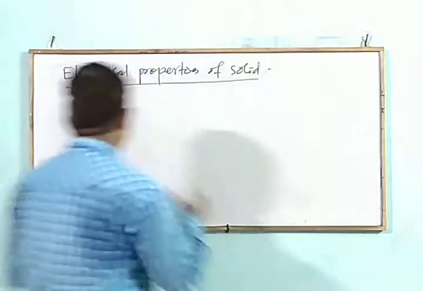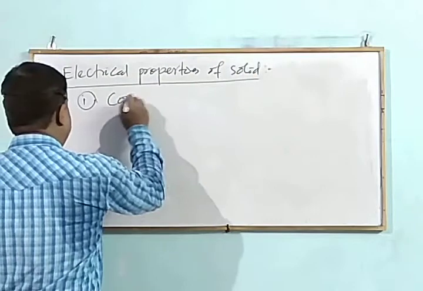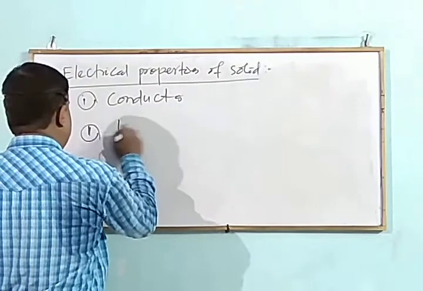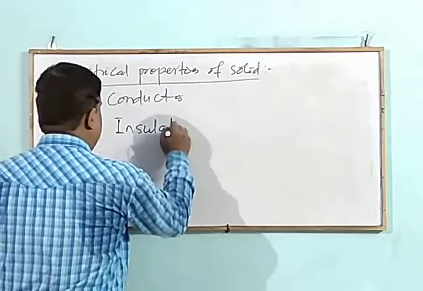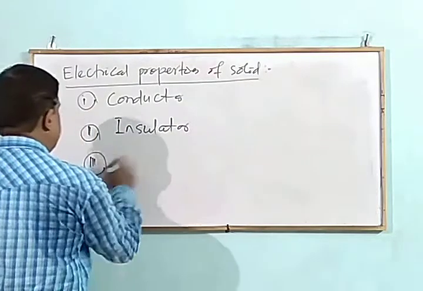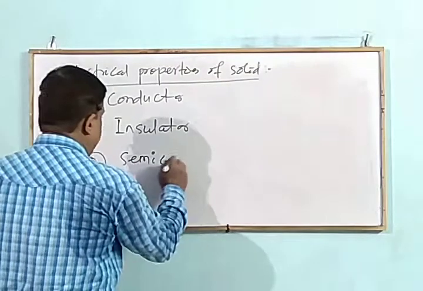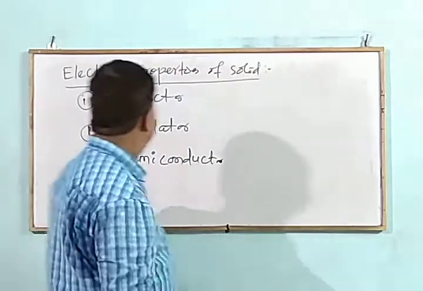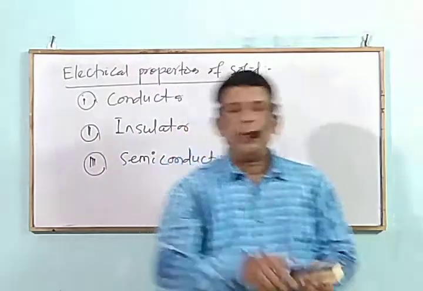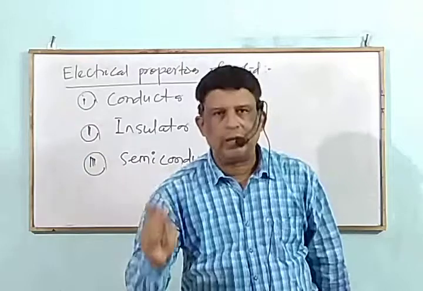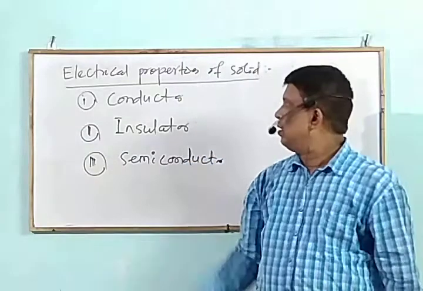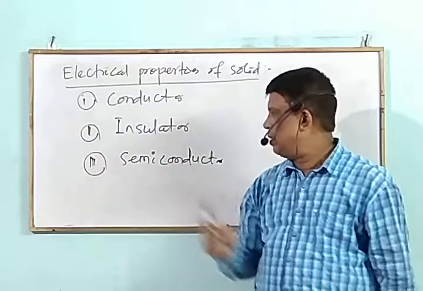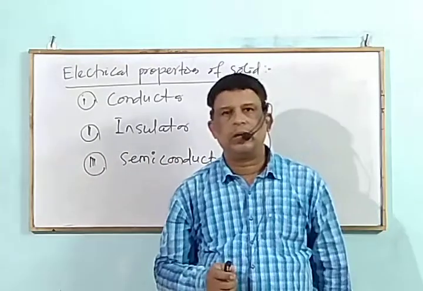Mark that. Point one is conductor, point two is insulator, point three is semiconductor. Mark that. I repeat again. Depending upon the electrical conductivity, the solids are classified into three types. One is conductor, one is insulator, one is semiconductor.